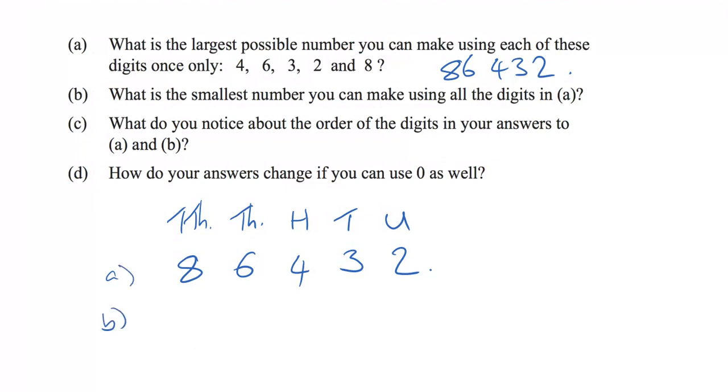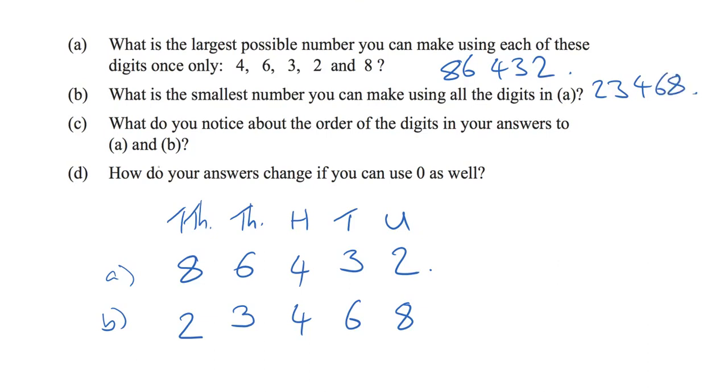Now, if we were going to work out the smallest possible value, we're going to want to have the other way around, aren't we? We're going to make things as small as possible. So let's have the minimum possible tens of thousands, which means placing the 2 there. And then the smallest amount of thousands left over means putting the 3 in the thousandths column, and so on and so on and so on. So we're going to have the smallest number we can make being 23,468.